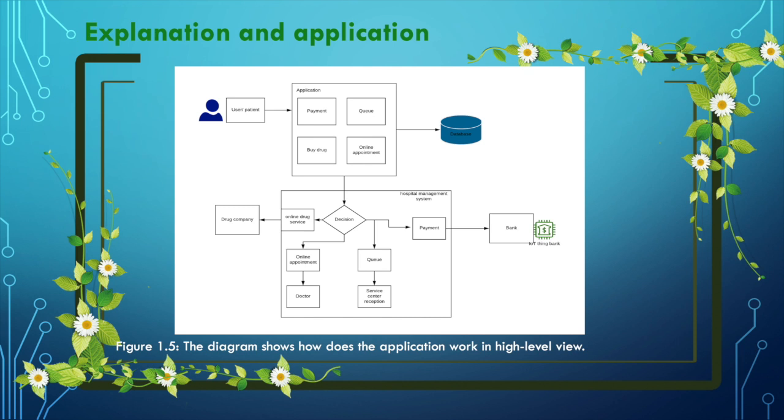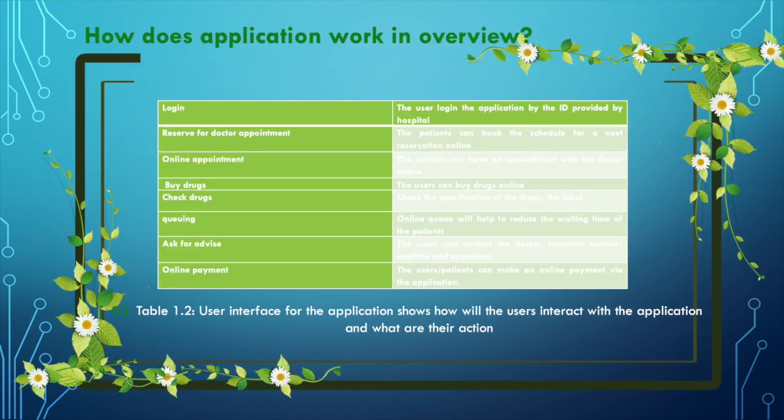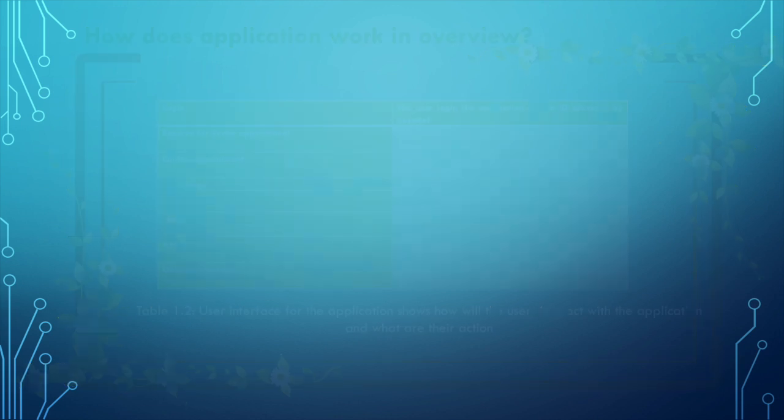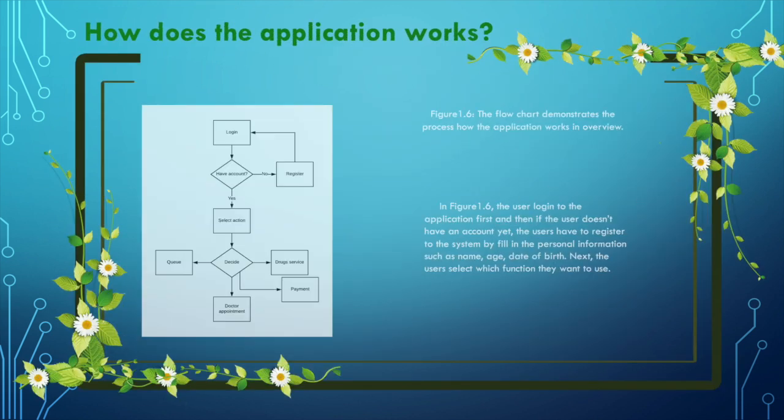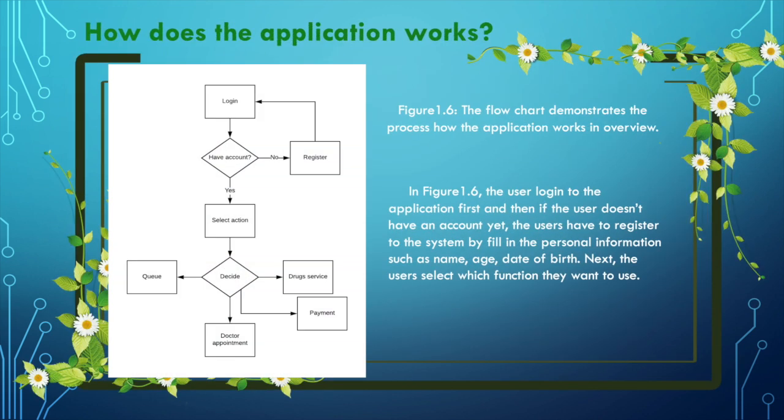This picture will show you the overview of the application and relationship between hospital management system and outside sources, including bank and drug company. This table shows how users interact with the application and what are their functions. The picture demonstrates the process of how the application works in the overview.